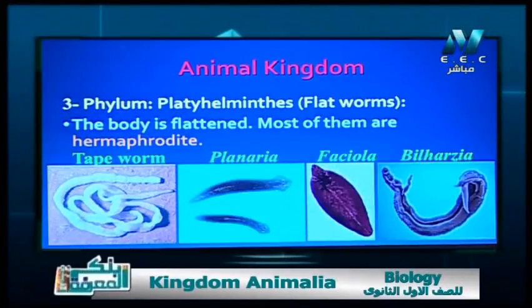The third phylum here, including the simplest type of the worms. These types of worms are flattened, and we call them Platyhelminthes, or flatworms. The flatworms here are many, and we have some examples here, as you see in the picture: the tapeworm, planaria, fasciola, and bilharzia. All of these types are very famous to indicate the Platyhelminthes or the flatworms.